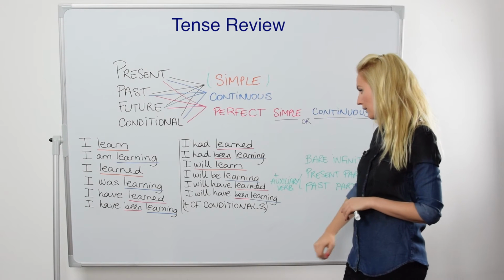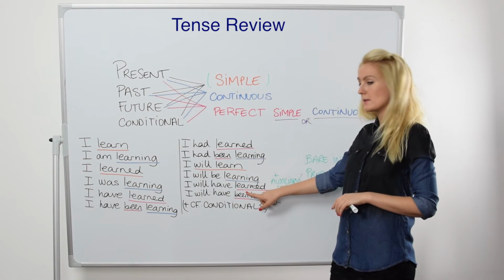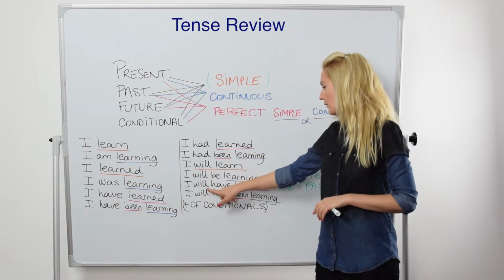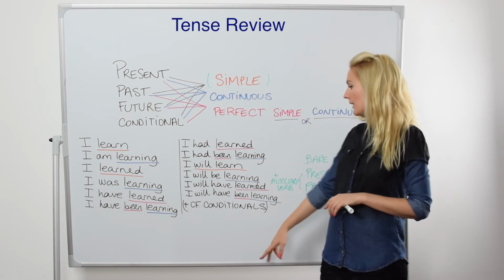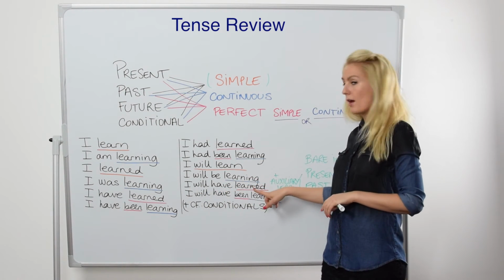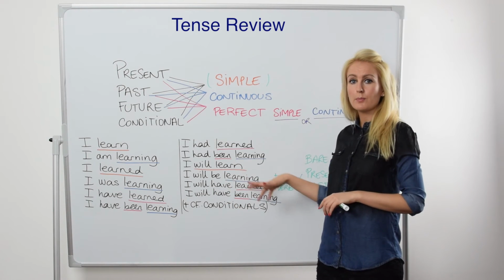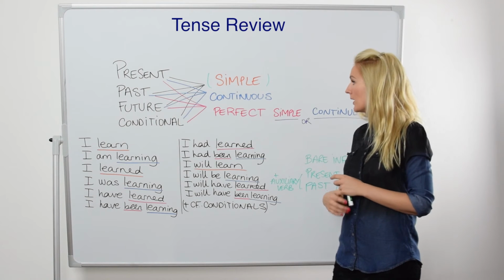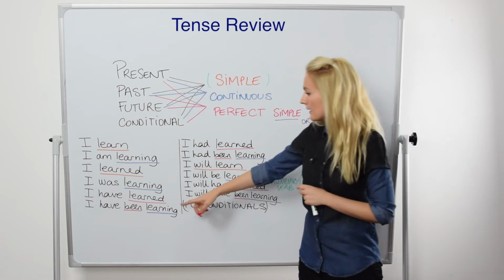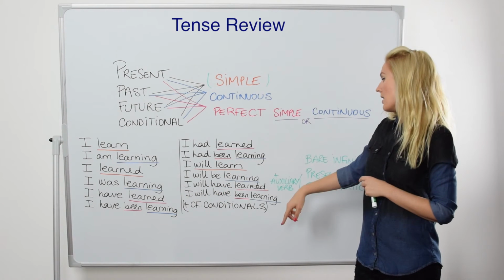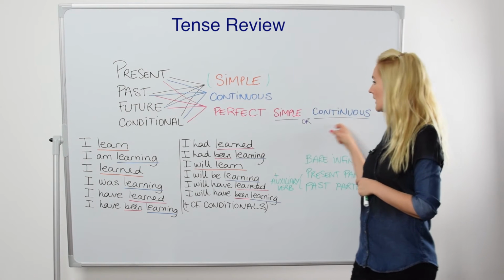Now let's look for the future perfect. Here it is. This is a simple future plus a past participle. That makes it a future perfect. And a conditional perfect would be I would have learned. Would have, simple, learned past participle, conditional perfect, would have learned. Now, my perfect can either be simple, like we've just seen, I have learned, I had learned, I will have learned, I would have learned, or it can be continuous.